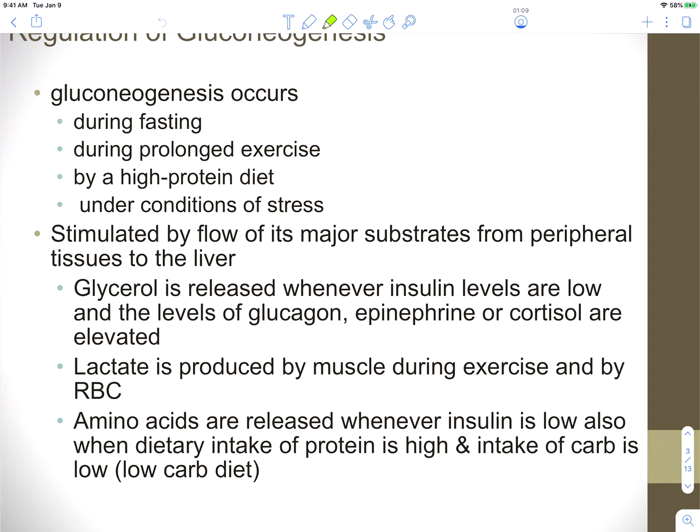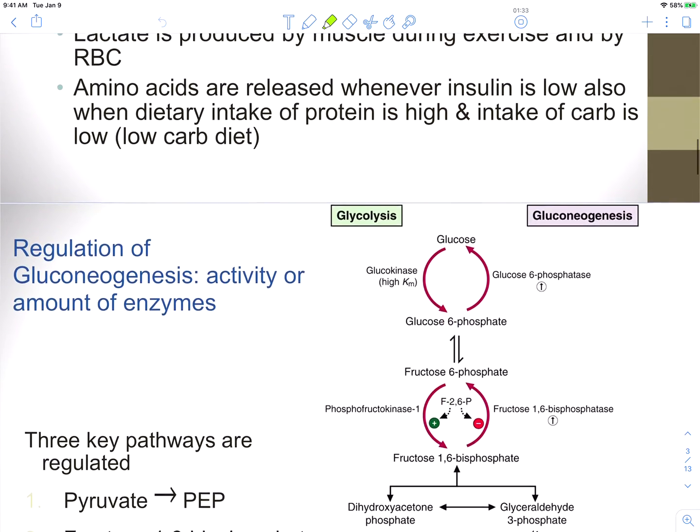Lactate is going to be produced not only by red blood cells, but also by muscle cells doing exercise, or if it's a stressful condition, it could be a fight or flight type situation. Amino acids are going to be released whenever insulin is low, and then the amino acids can be used, of course, by your muscle cells for energy.